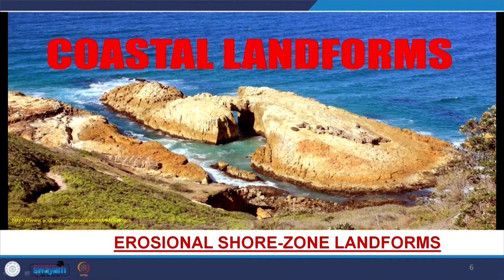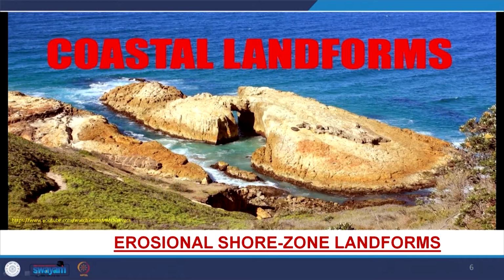Now, we have already discussed the role of waves, the role of tides, and the role of wind in defining the landscape of this coastal system. How they work we have already discussed. Now, what are the landforms they form? Either it is a tidal landform, or a wind landform, the aeolian landform, or a wave dominated landform. What type of landform, how they look, and what are the processes involved in their formation, we will discuss here. First, we will start with erosional landforms, erosional shore zone landforms.